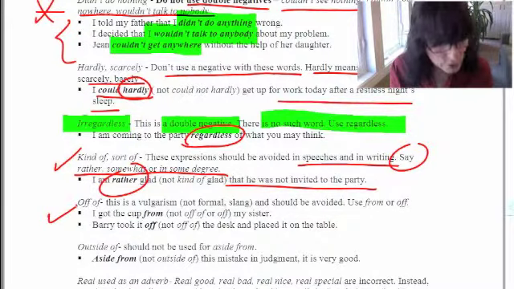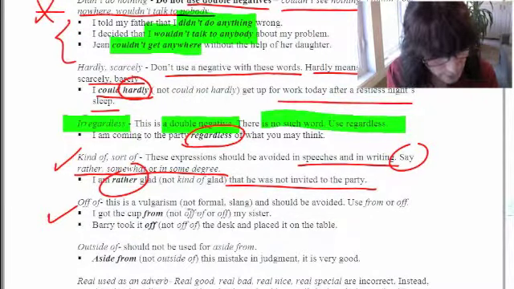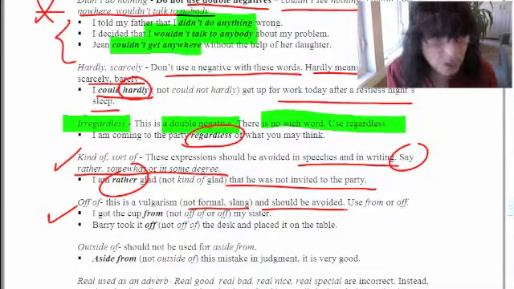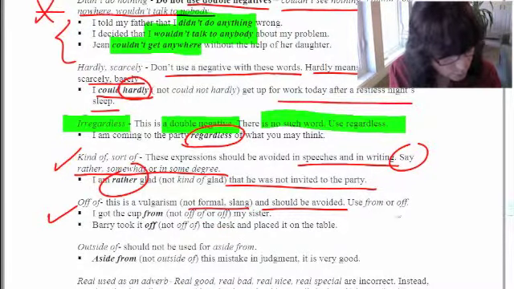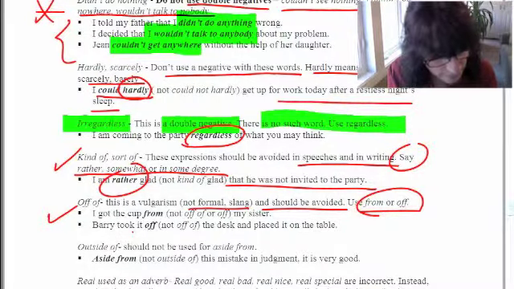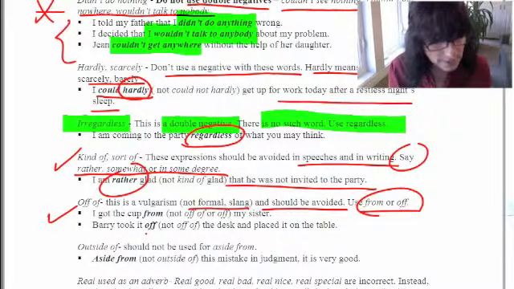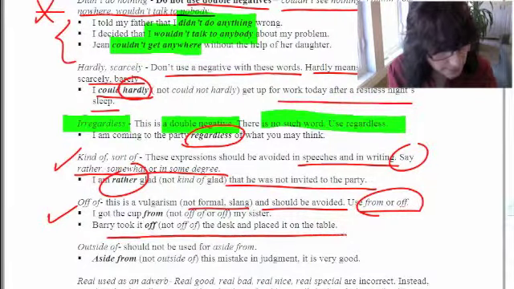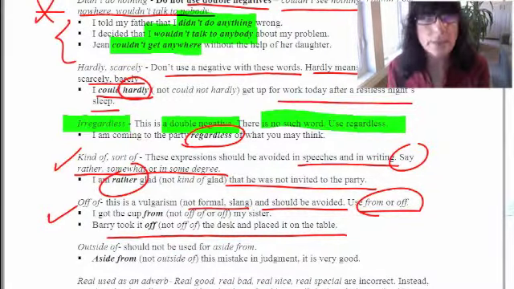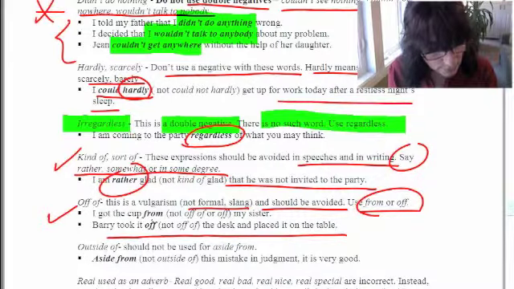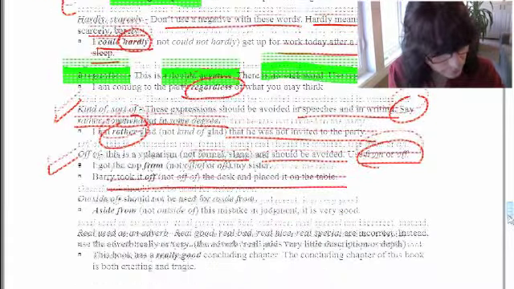Another one is off of. There's no such expression as off of. It's considered informal and slang, and you should try to avoid it. So use from or off instead. So look at this example. I got the cup from my sister. You wouldn't say I got the cup off of my sister, just I got the cup from my sister. Or Barry took it off the desk and he placed it on the table. You wouldn't say Barry took it off of the desk. He just took it off the desk. So another one that you should remember.